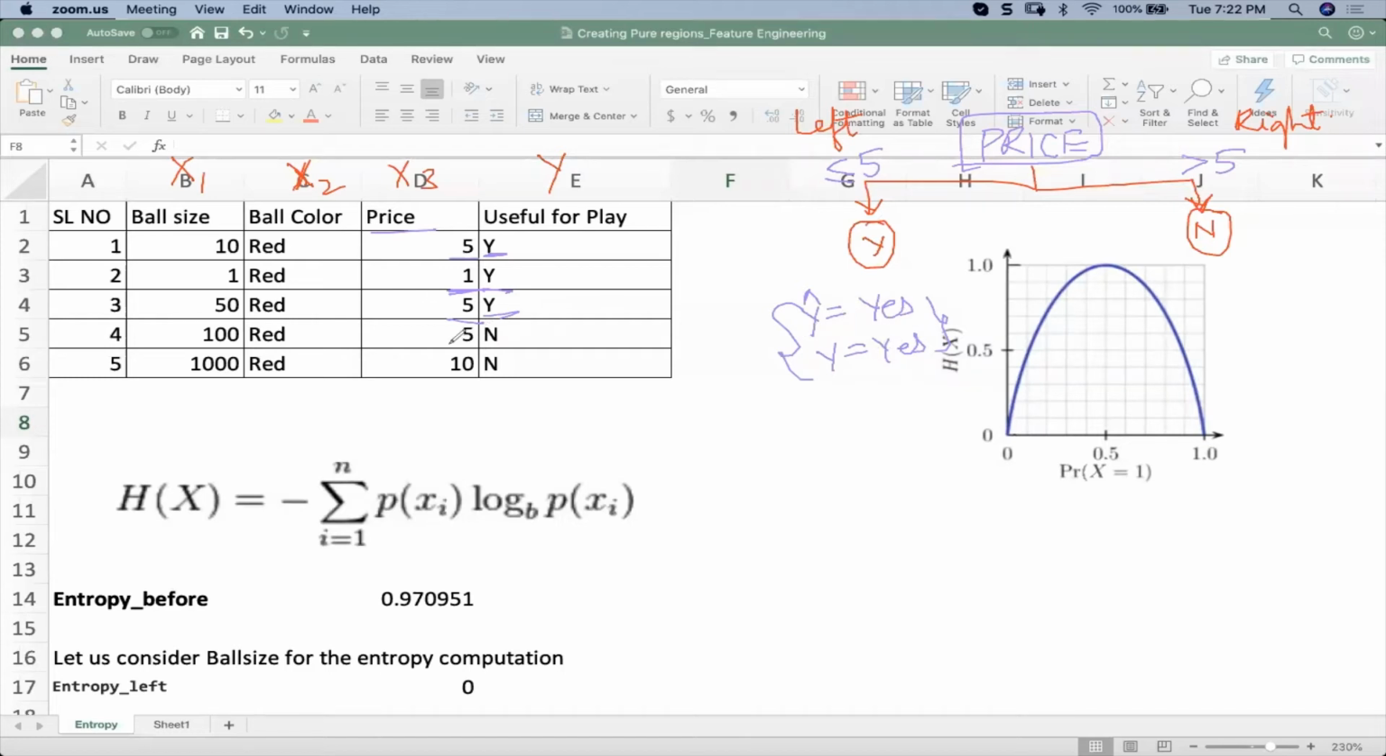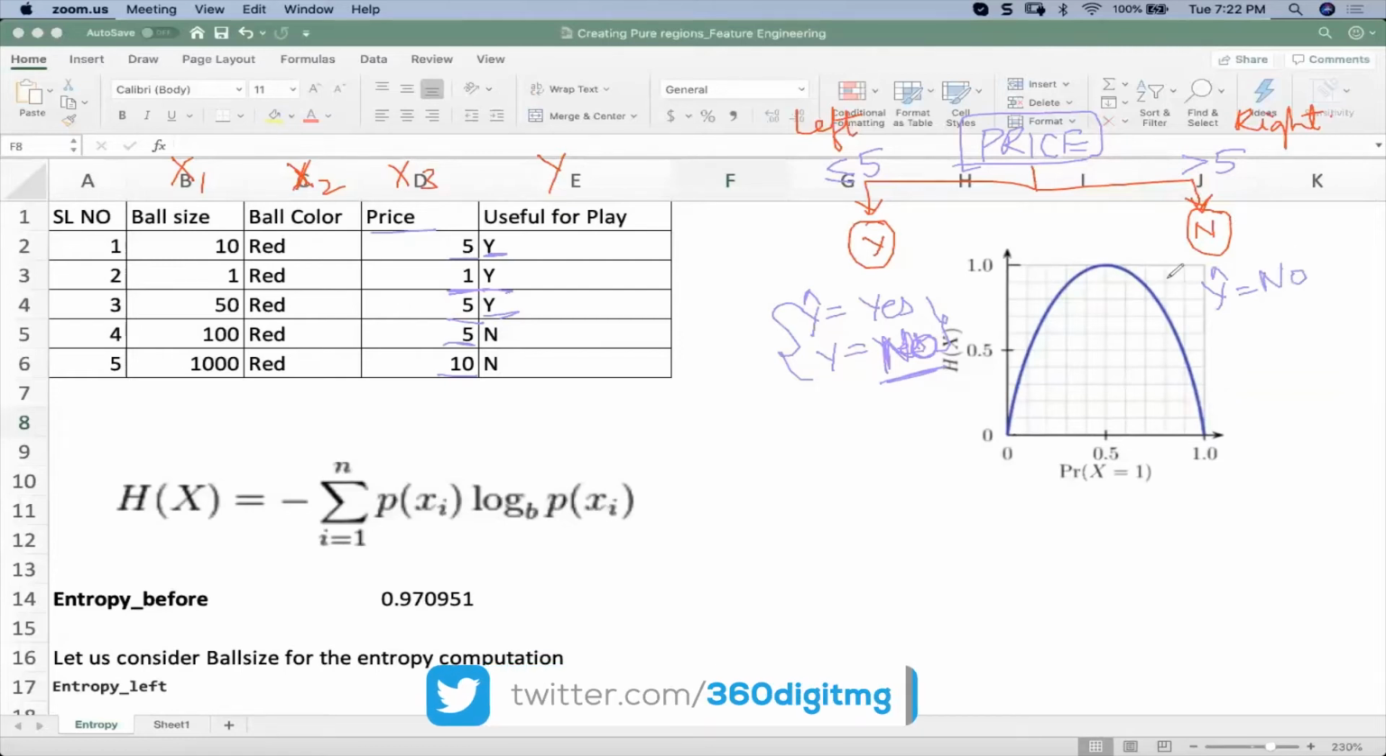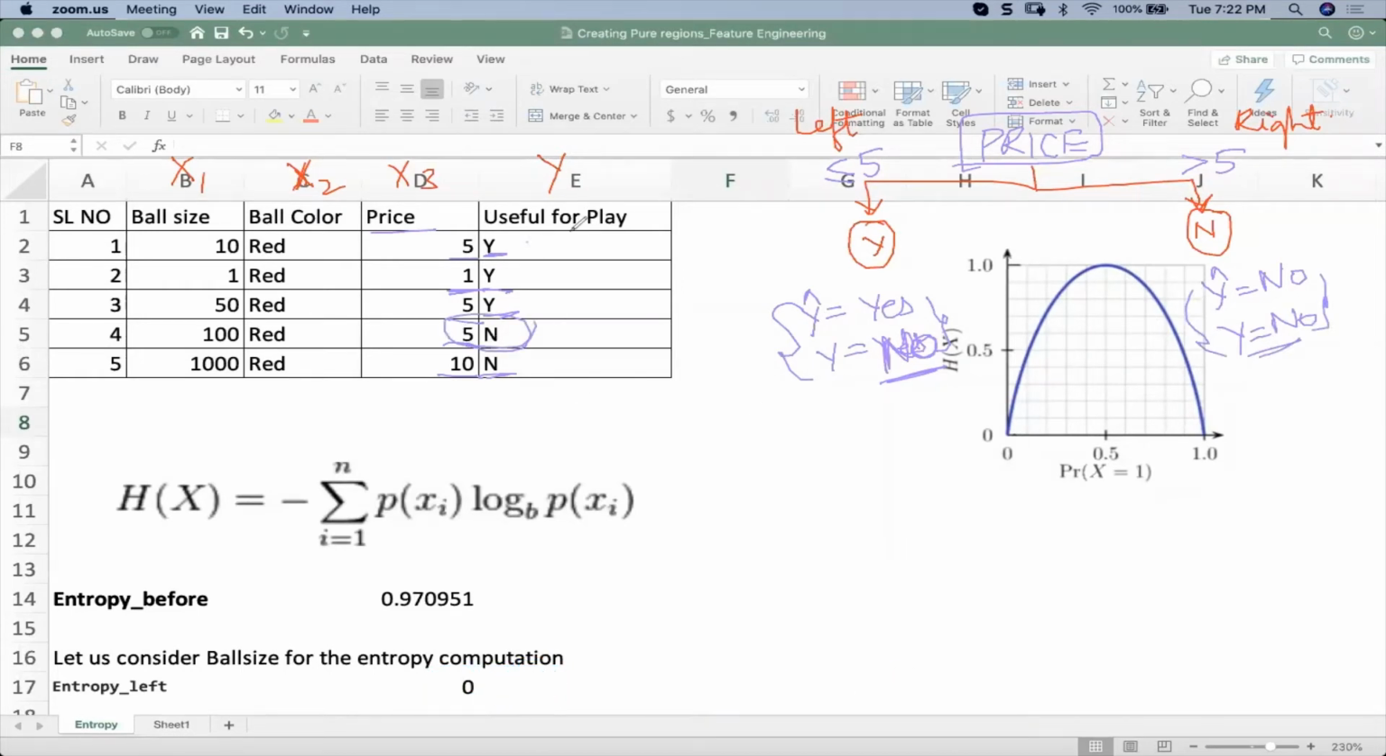There is a match. Look at the fourth record. Price value is less than or equal to 5. Then the predicted value would be yes, it will be useful for play. But what does the actual value say? No. That means there is a mismatch. There is an error. And finally, let us look at the last one, 10. 10 is greater than 5. Then your model will say not useful for play. Your actual value also says not useful for play. There is a match. But there was one mismatch here. Everywhere it worked well, but here it didn't work well.